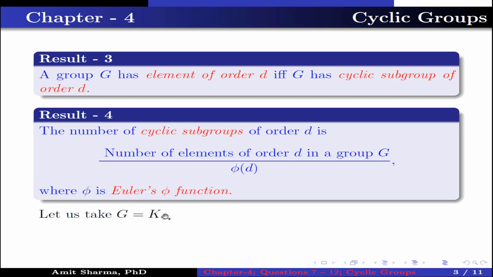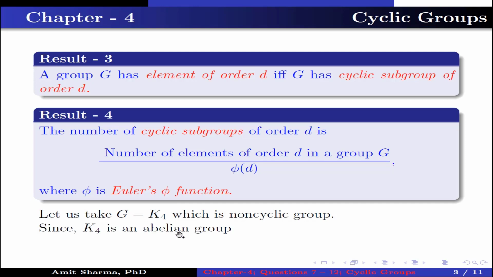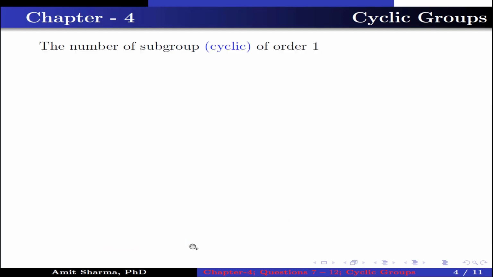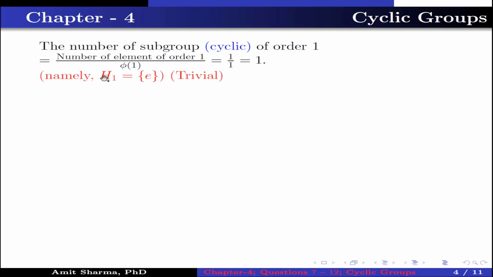Let us take G equal to K4. This is known as the Klein 4 group, which is a non-cyclic group. Since K4 is an abelian group and the order of K4 is 4, this implies the orders of subgroups are 1, 2 and 4. These are the divisors of 4. Now, the number of subgroups of order 1, which is cyclic, is equal to the number of elements of order 1 divided by phi of 1, which is equal to 1. And the subgroup is H1 containing the element identity. This is known as the trivial subgroup.